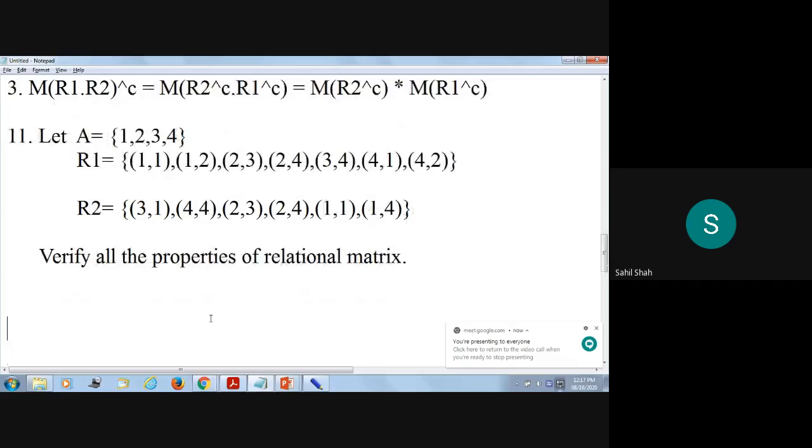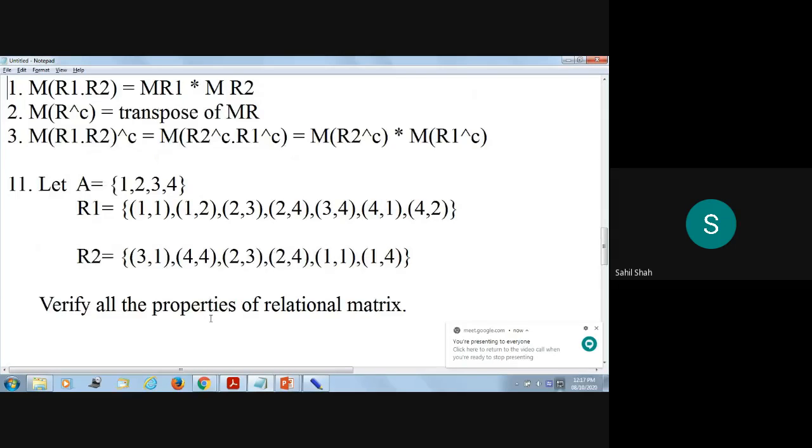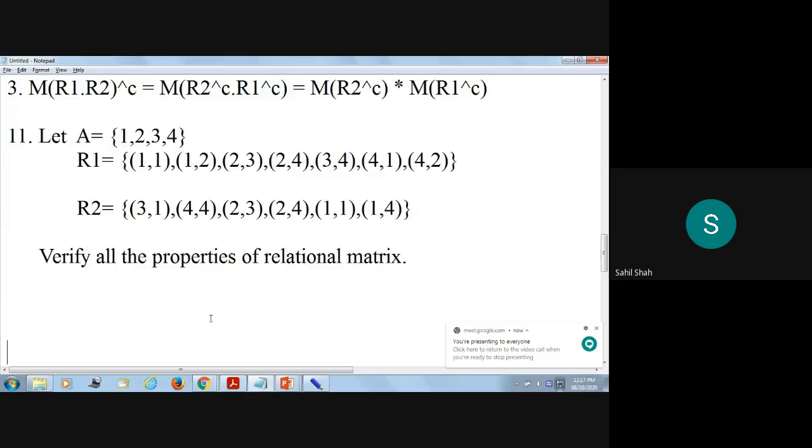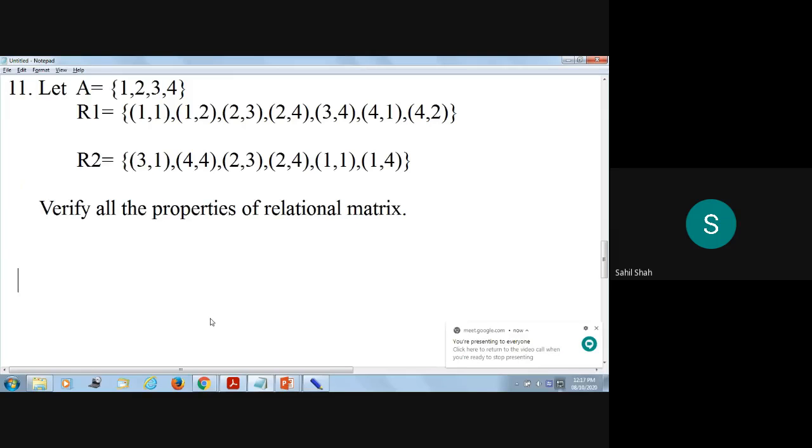Okay. So what is first? Matrix of R1 composite R2 should be shown to be equal to matrix of R1 multiplied by matrix of R2. First of all, I need to compute R1 composite R2. So (1,1) and (1,1) gives (1,1). I repeat, if you are not understanding anything, feel free to ask me. This is very crucial and will give you marks.